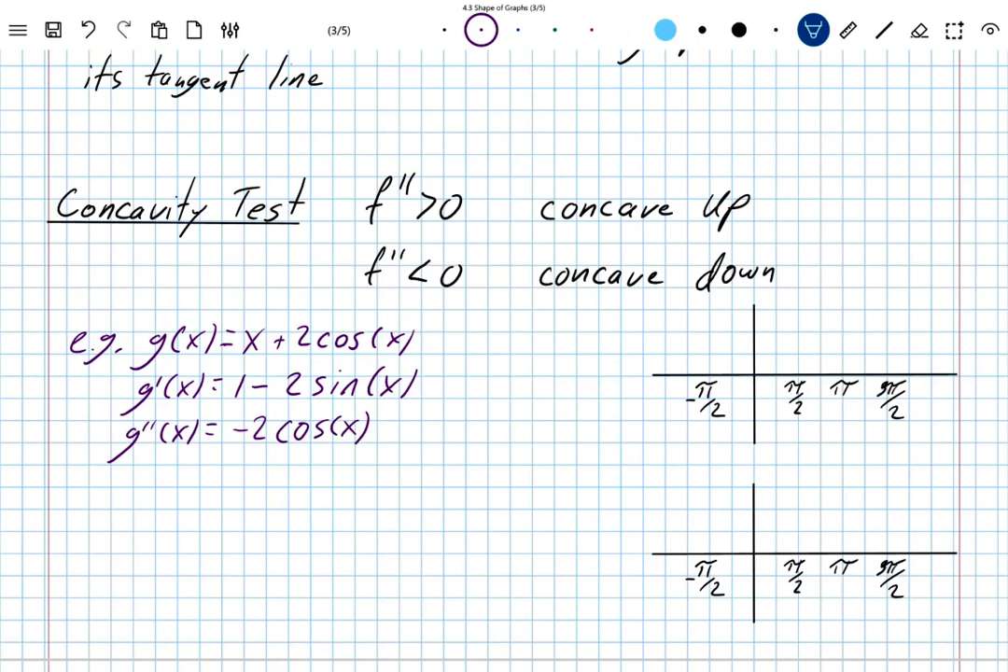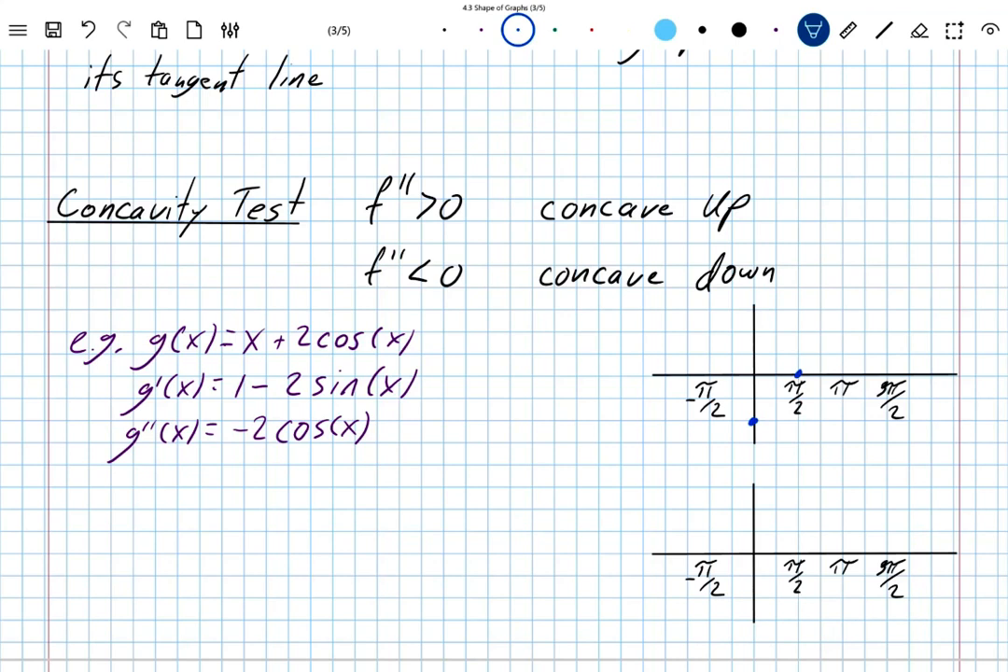Great. So let's go ahead and graph these just to make sure that this makes sense. I'm going to graph minus 2 cosine of x over here on the right. So cosine starts at 1, but we're going to start at negative 2 because we're taking negative 2 times that. Cosine becomes 0 at pi over 2.